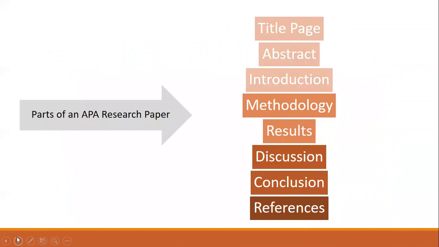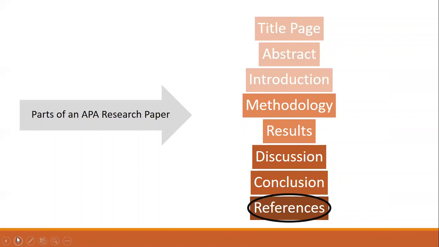Now that we've discussed the basic format and the parts of an APA paper, let's discuss how to cite sources in APA format on both the references page and within the body of the paper as in-text citations. It's important to note that you must cite all resources that you use in your paper, whether you use direct quotations or paraphrase the information.